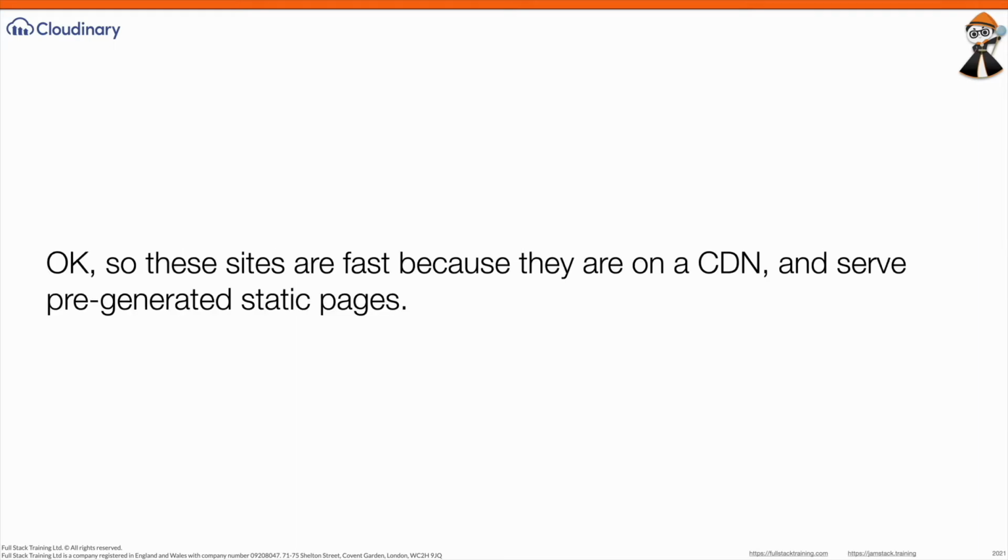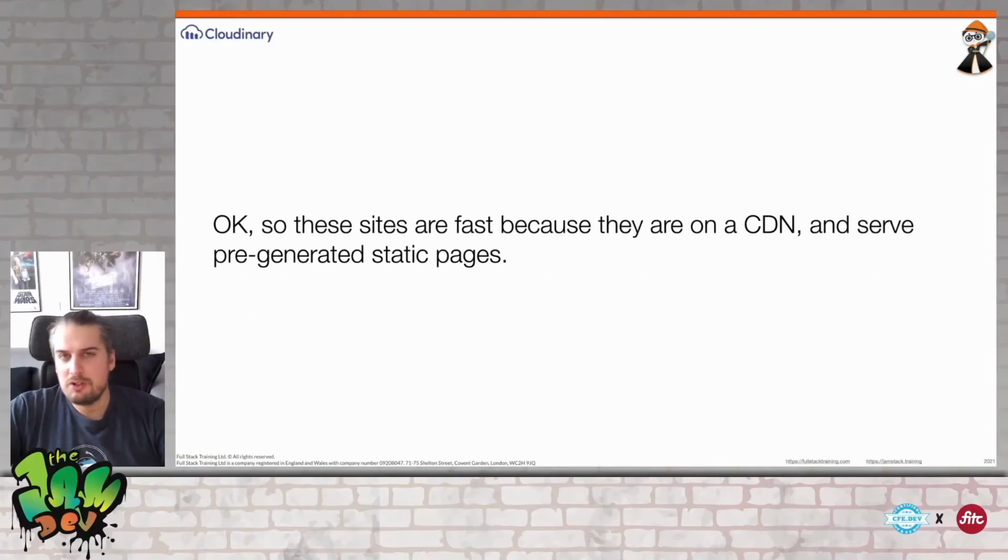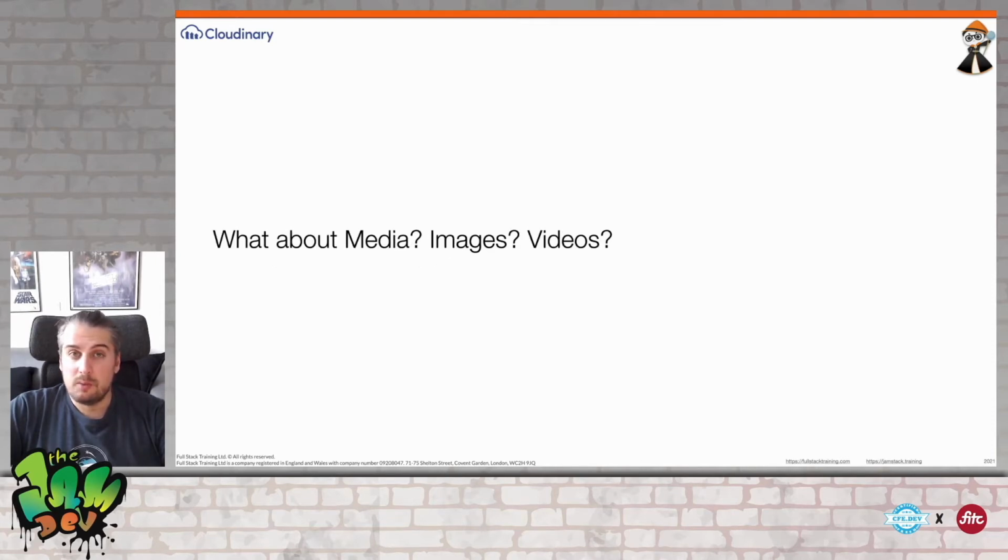Now, probably you're like, I get it. Fast websites, CDN, pre-generated static pages, it all works fine. Now the question is, what happens when you add media, when you add images, when you add videos into this mix? This is when things become really interesting and maybe complicated as well.